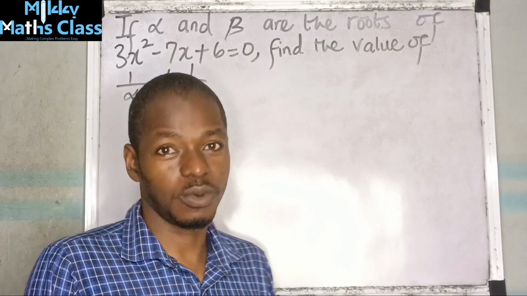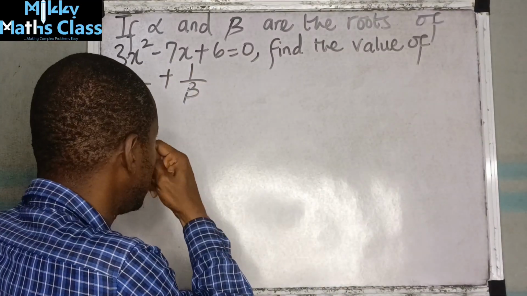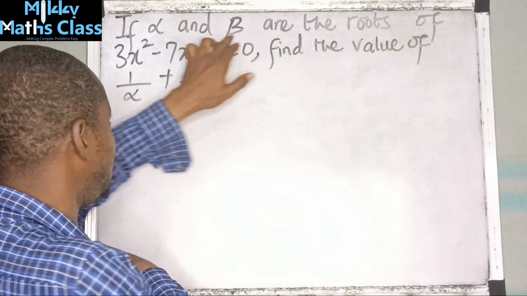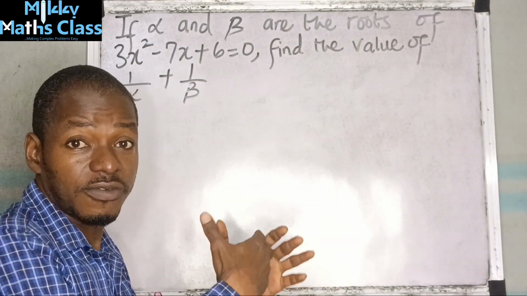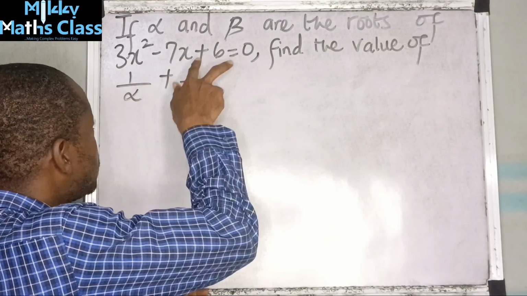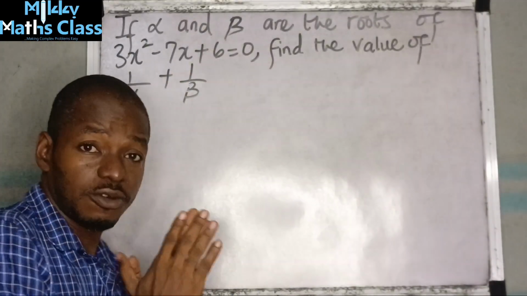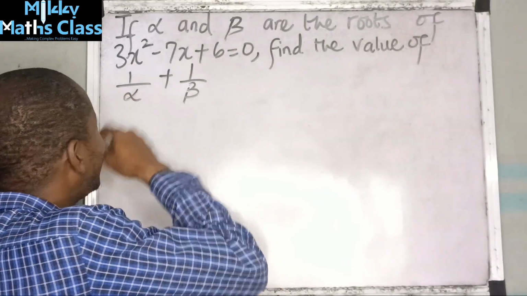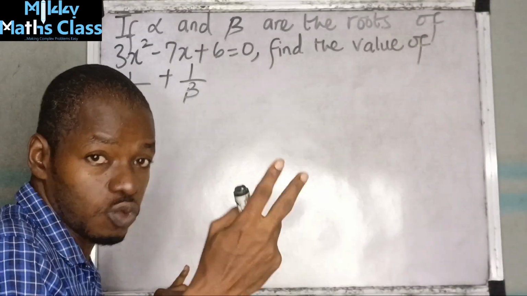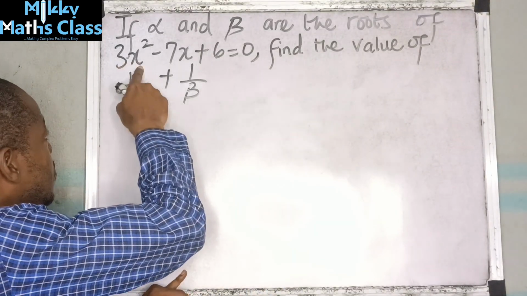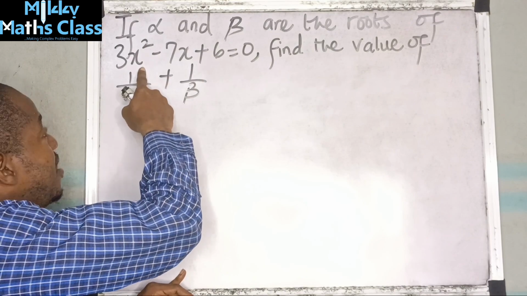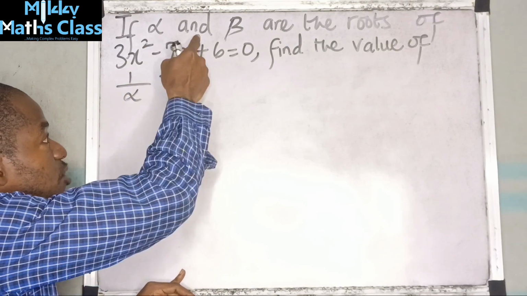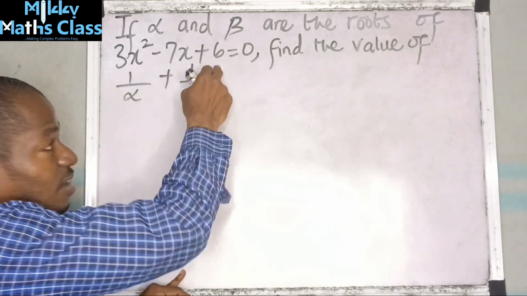Come along, we have a question on quadratic equations. It says if alpha and beta are the roots, that's the answer you get when you solve the quadratic equation. This is a quadratic equation, and a quadratic equation is an equation in which the highest power of the variable is 2. Look at it, 3x squared minus 7x plus 6. The biggest power of x here is 2. The power here is 1, so 2 is the biggest power, so it's a quadratic equation.